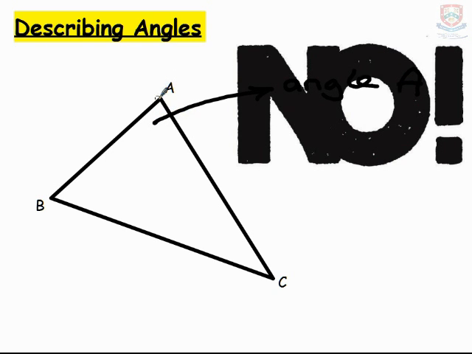A is the name of this point. The angle is the distance between these two lines. So how do we describe this angle that is created? We don't call it A. We could give it a letter. If we assigned a letter to the actual angle, that's okay. We could call that angle A. It's a different letter to the point, and that's okay. But we cannot name it after the points.